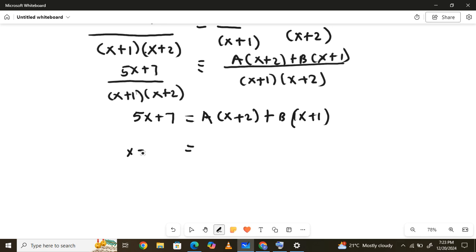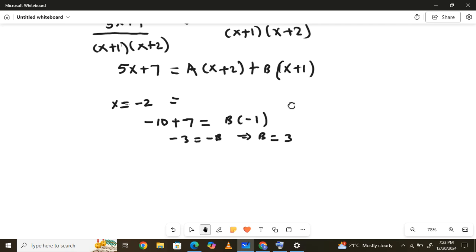So if x is negative 2, we substitute the values both to the left and to the right. We will get negative 10 plus 7 equals B into negative 1. That means negative 3 equals negative B, which leaves us with B to be 3, because the negative and the negative will cancel out.